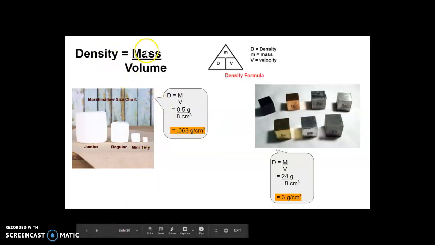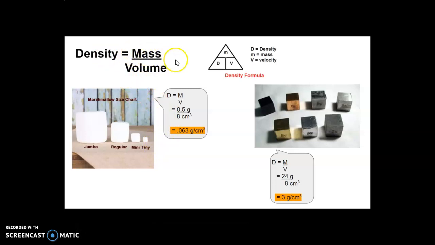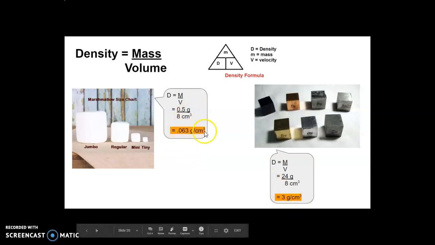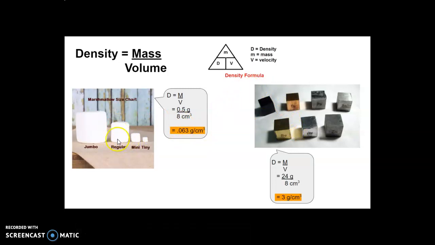So to calculate density, you simply need to know the mass in grams and then the volume in cubic centimeters. You could also use milliliters if we're finding the density of a liquid. That would also work. But for simplicity here, I kept the labels with cubic centimeters since we're working with solids. So if we're working with a marshmallow, the mass of that marshmallow, I'm just plugging these numbers in, would be 0.5 grams. To find the density, I divide that by its volume, which is 8 centimeters cubed. This comes out to a pretty tiny amount, 0.063 grams per cubic centimeter.